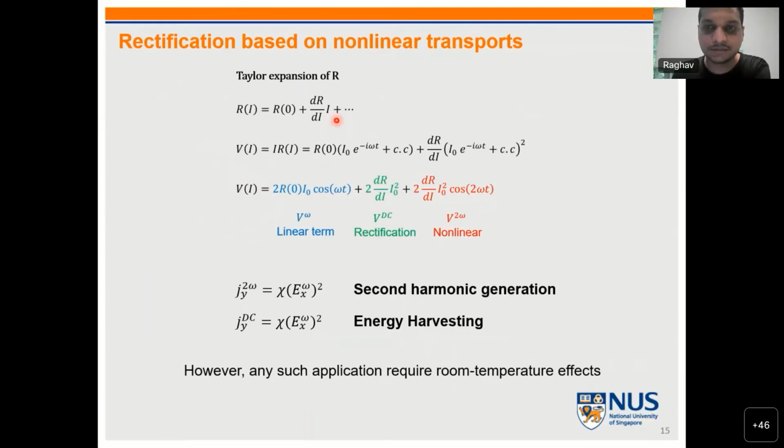So what is the application of this kind of nonlinear transport where you have this nonlinear resistance? If you have this nonlinear resistance, you expand it in a Taylor expansion and calculate the voltage, basically the Hall voltage from these nonlinear Hall devices. You will have this equation, and by solving this you will have these parts. Each part shows linear term, rectification, and nonlinear second harmonic generation. These two terms, the DC term and the second harmonic, are very useful for applications.